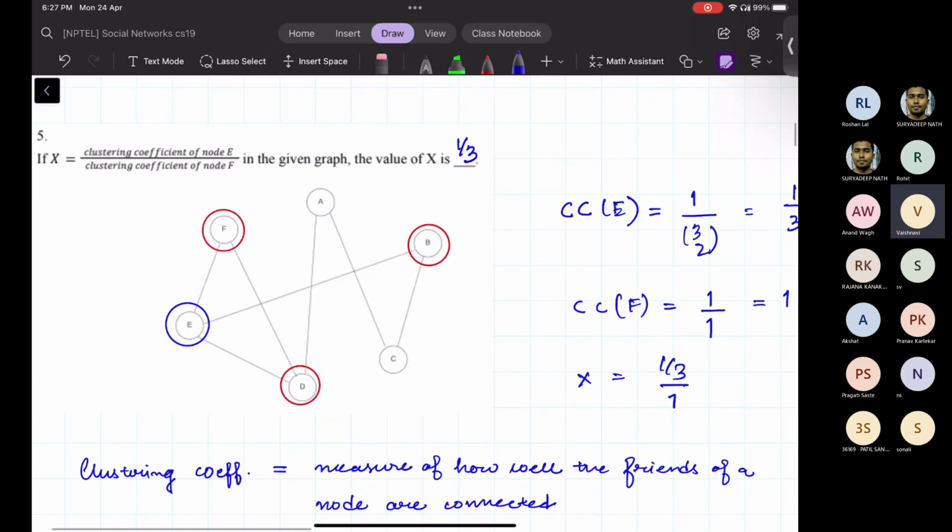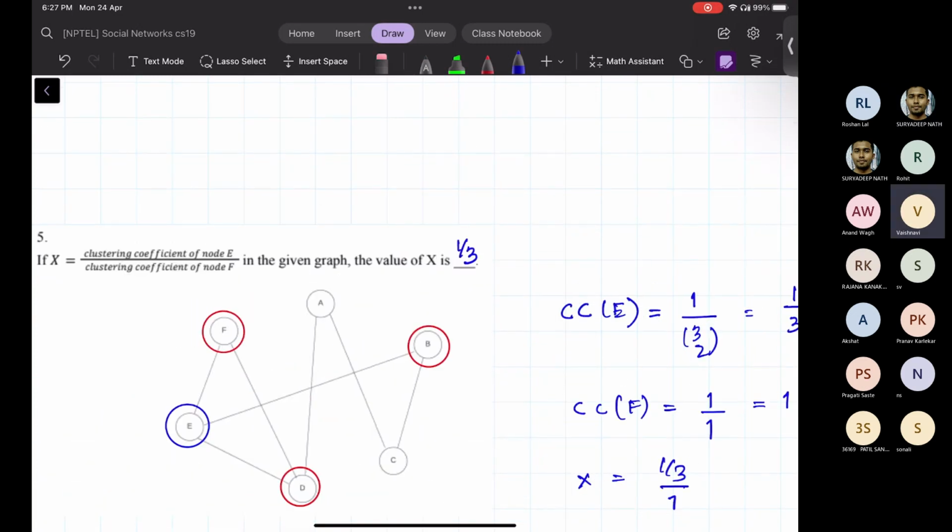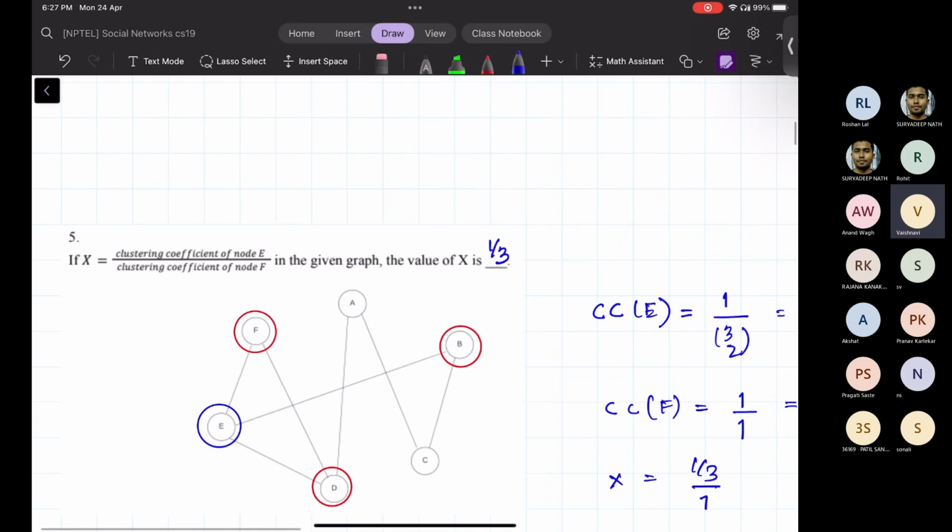Excuse me, sir. Yeah, go ahead. Sir, I have put a similar question in the chat box. Could you please check that? Which question? Of clustering coefficient. In the chat box. It's an image, basically.